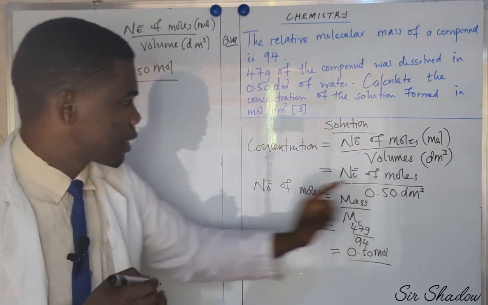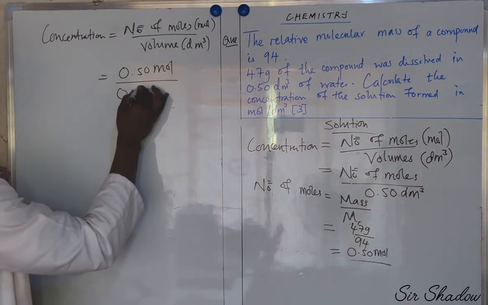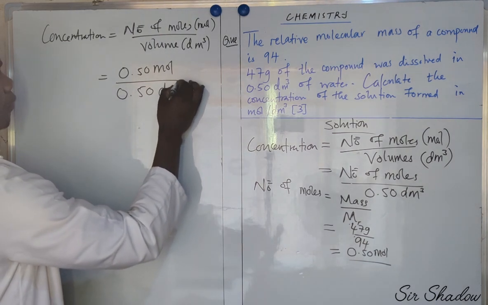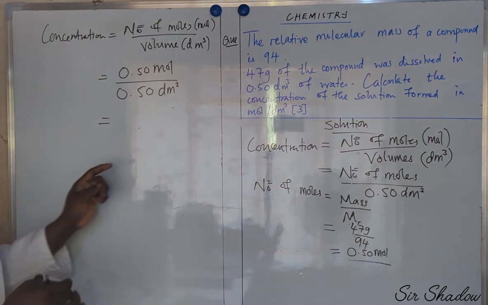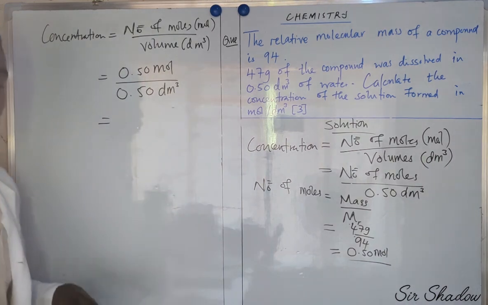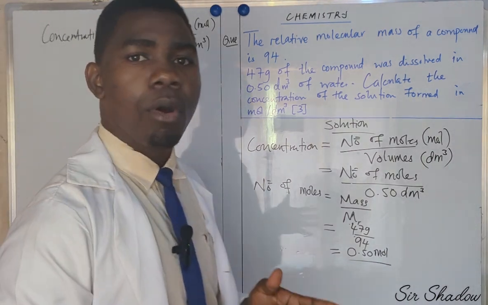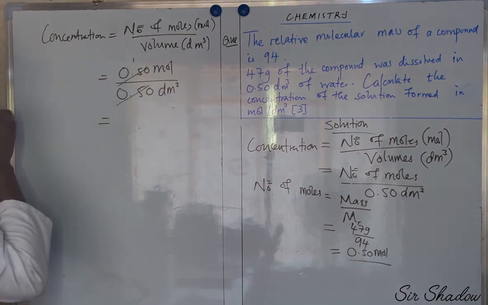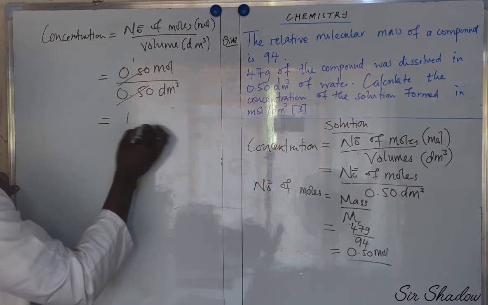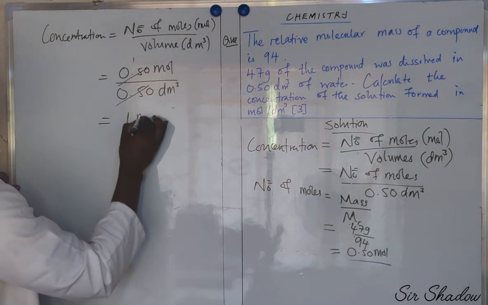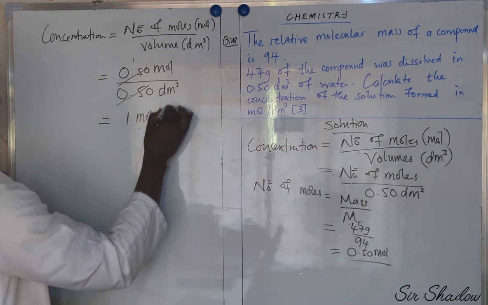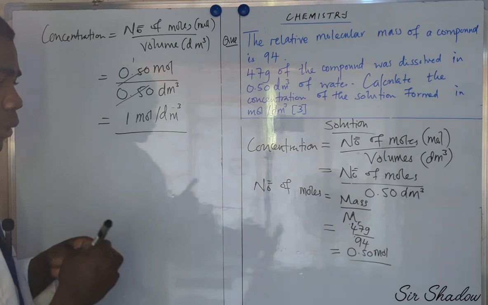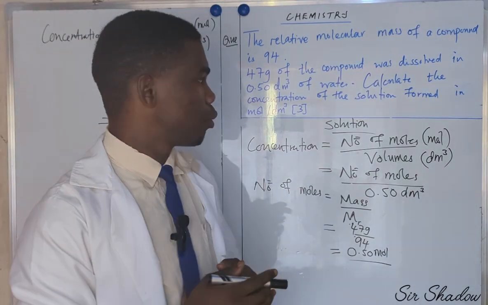The volume we are given is 0.50 dm3, right? Remember, concentration is always given in mole per dm3. So we cancel this, it's 1. So now we get 1 mole per dm3. This is how to calculate the concentration of a solution.